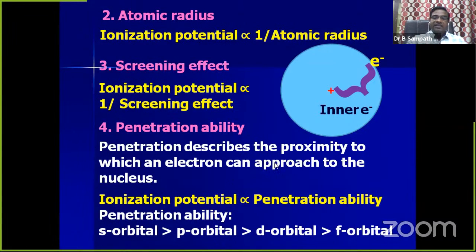So that's why s orbital has more penetration ability than the p orbital, and so on. If we want to remove electrons from s orbital, it is difficult. That is, we have to supply more energy, which we call the ionization potential, than for the p orbital, which has a higher IP value than the d orbital, meaning d electrons. So like that. Okay, children.